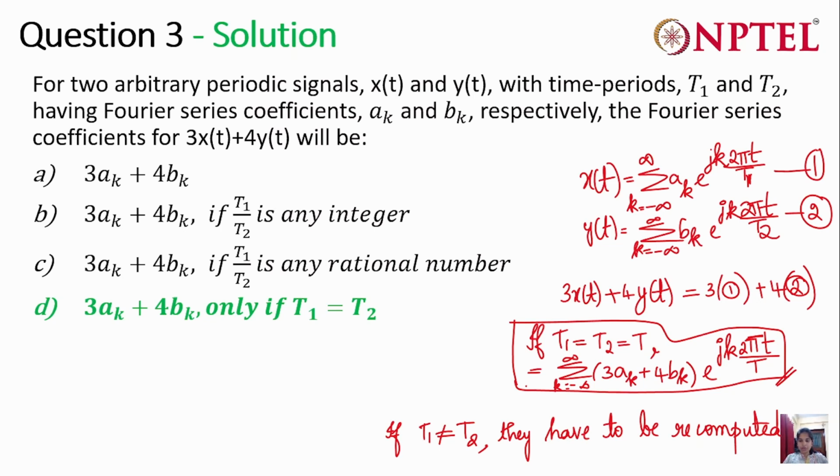So when we have to find 3 into x of t plus 4 into y of t, it's basically 3 into the first one plus 4 into the second one. And if T1 is equal to T2 is equal to a common period capital T, then we can write this directly as summation minus infinity to infinity (3ak plus 4bk) into e power jk 2 pi t by T. But if your T1 and T2 are different, then you cannot directly write it like this.